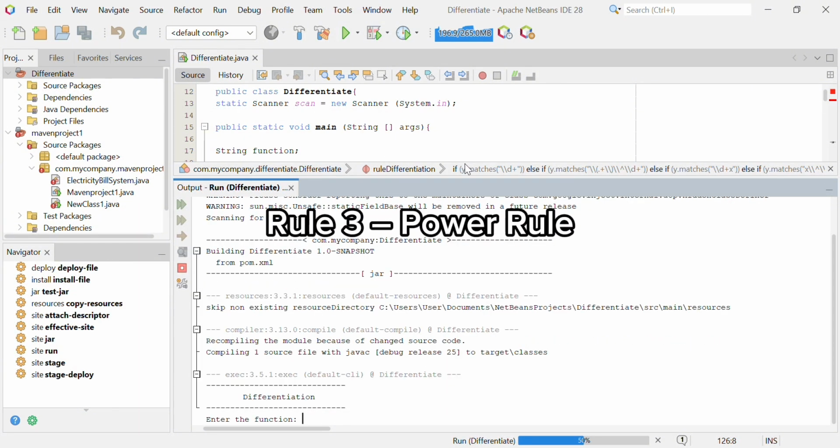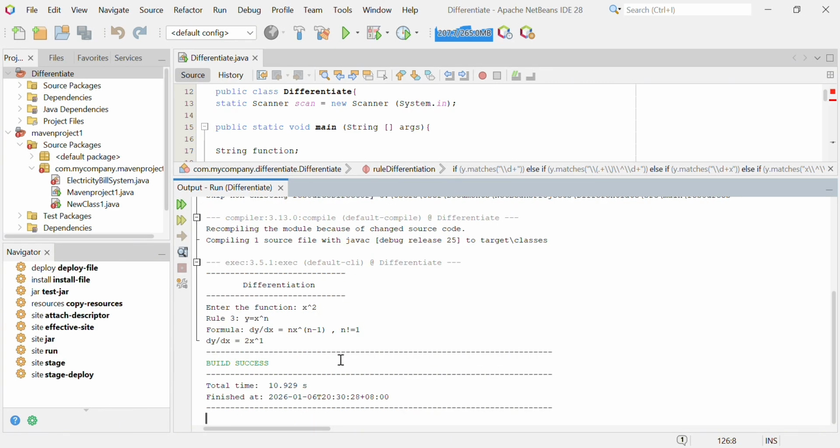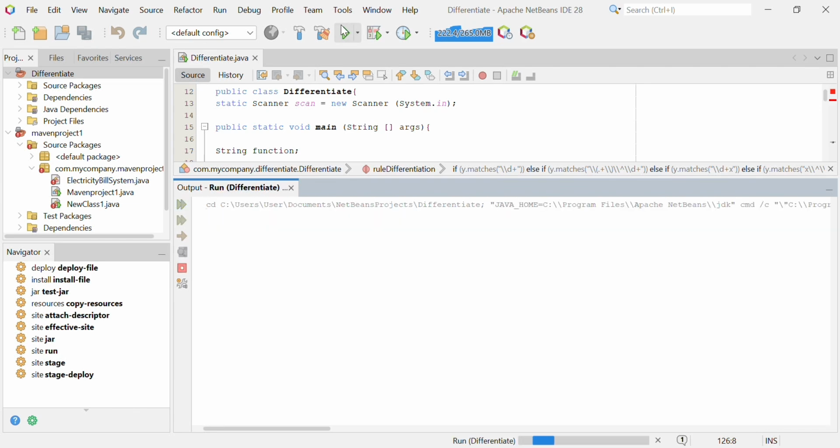Rule 3. Power rule. When the input is x squared, the program recognizes the power notation and applies the power rule. The exponent is multiplied by x and reduced by 1. This produces the derivative dy/dx = 2x to the power of 1.